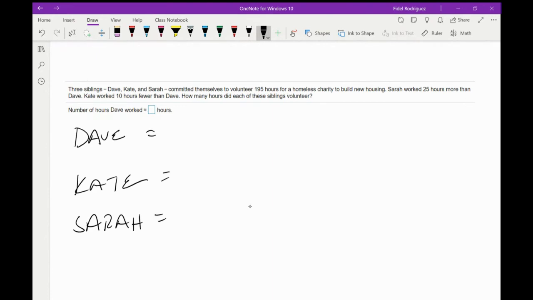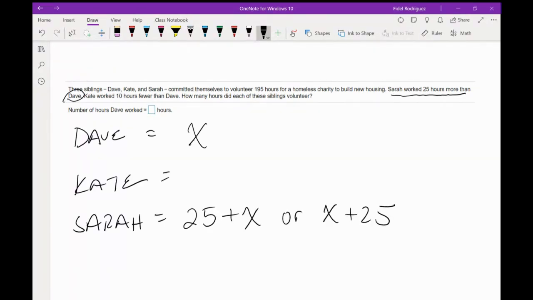So when I start reading through the problem, it says Sarah worked 25 hours more than Dave. So I'm talking about Sarah's hours, but I'm comparing her hours to Dave. Since I have no idea how many hours Dave worked, I'm going to let Dave's hours be X, right? And so then Sarah worked 25 hours more than Dave. So Sarah is going to be 25 plus X. I could also write it like this, guys. X plus 25, okay?